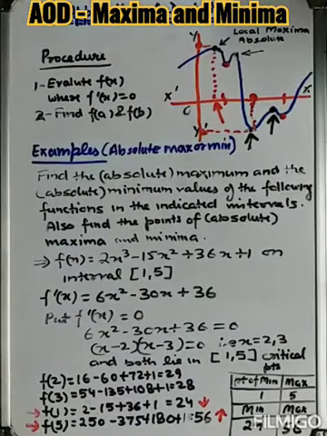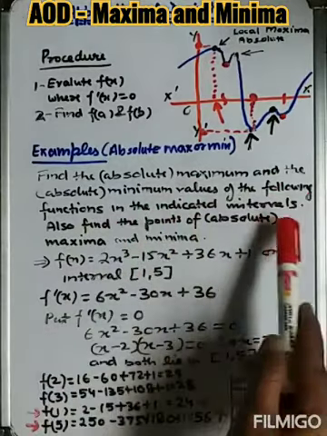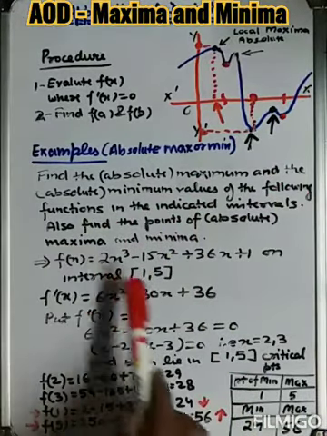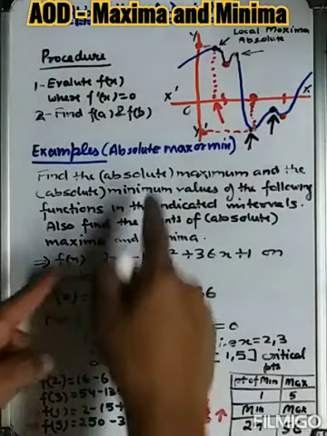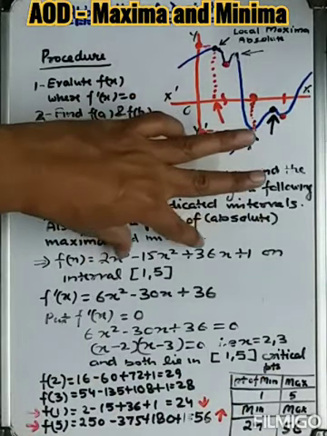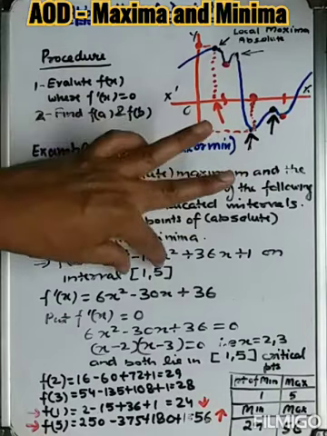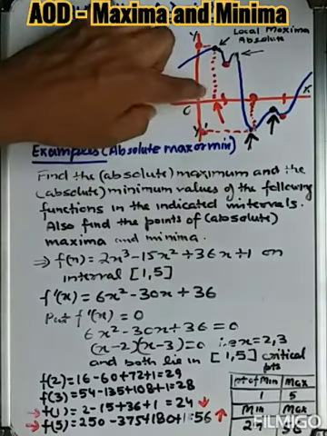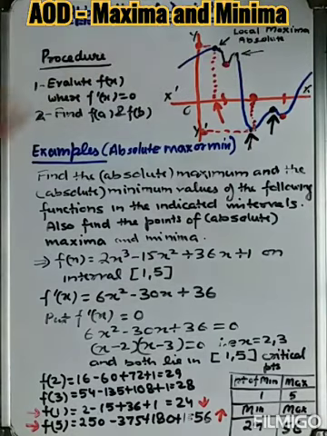So let us see with the help of an example. Find the absolute maxima and the absolute minimum values of the following function in the indicated interval. It is asked for the indicated interval. Suppose this is the function, and this is the diagram of this function. Suppose we have to check the absolute maxima and minimum value in the interval from x equals 1 to x equals 5.